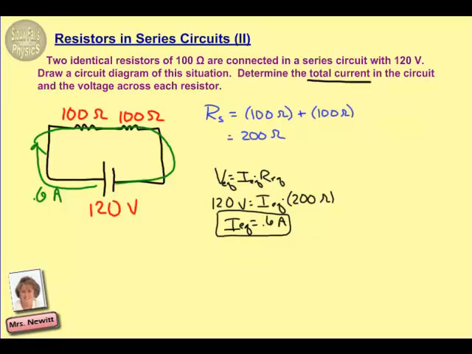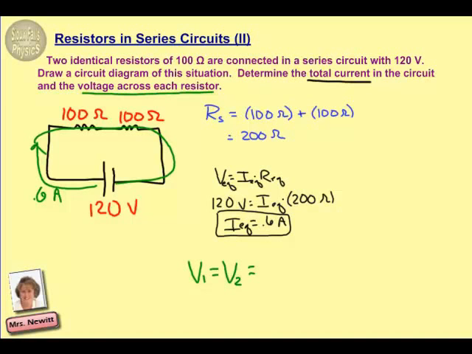The next part of this question then is to determine the voltage across each individual resistor. Again, one of the keys for series is that the voltage is shared. So voltage 1 and voltage 2 will be only a portion of the 120 volts. Now again, in future problems, we can look in more detail at how we would calculate this for unequal resistors.